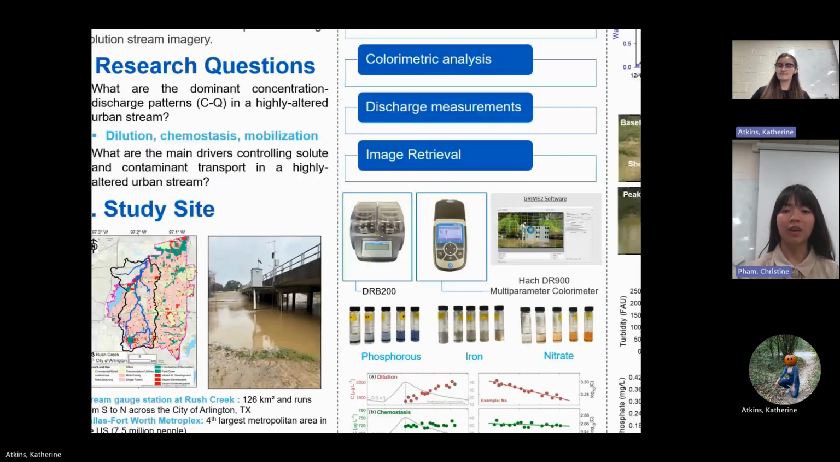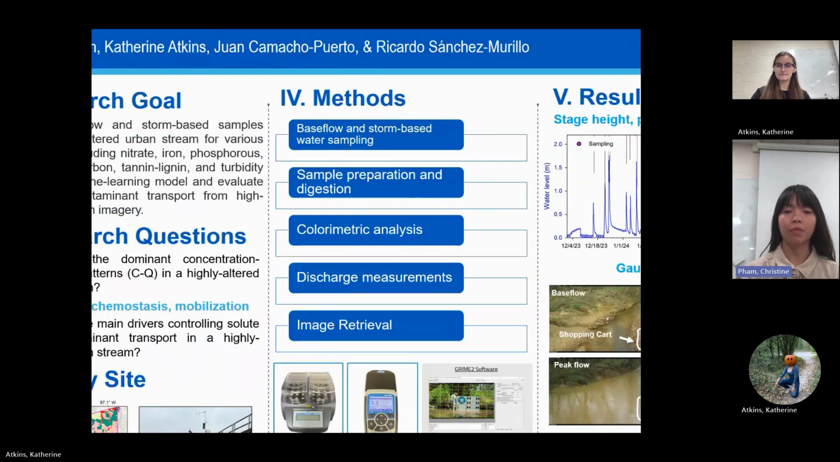For our methods, we started by collecting base flow and storm-based water samples. Then we prepared and digested the samples and used the colorimeter to quantify the measurements. Base flow is water derived from a water source when there is no input from precipitation, and storm-based water is derived when there is precipitation. We also took discharge measurements and images of the stream.